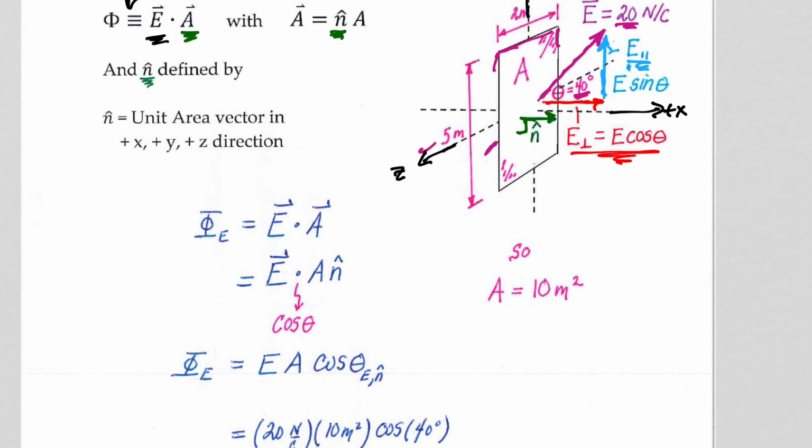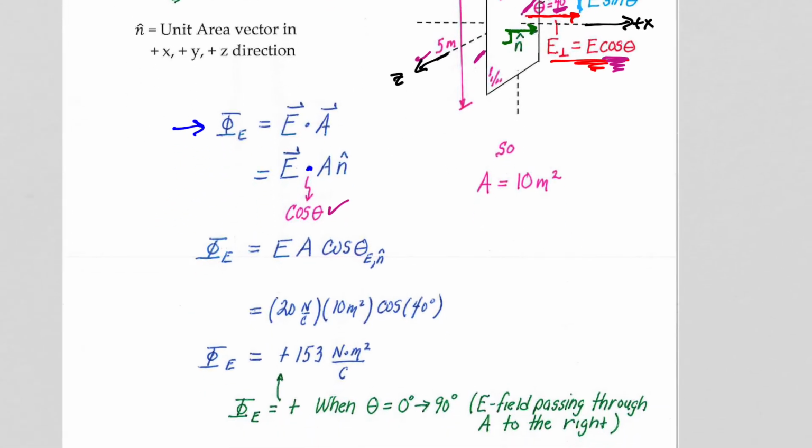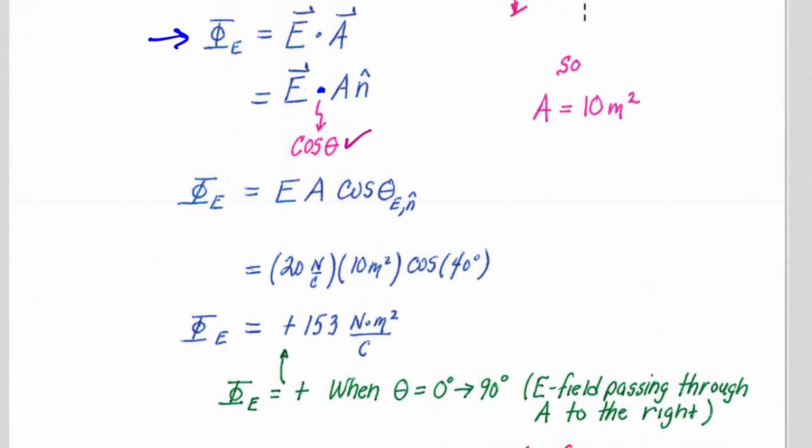If we look at the flux based on our definition of E dot A, so let's take a look at E dot A. So here, the dot product automatically introduces this cosine of theta. So you can see that cosine of theta here is the same cosine of theta that we need to calculate our E perpendicular. So there you have it. All we utilize is our dot product.